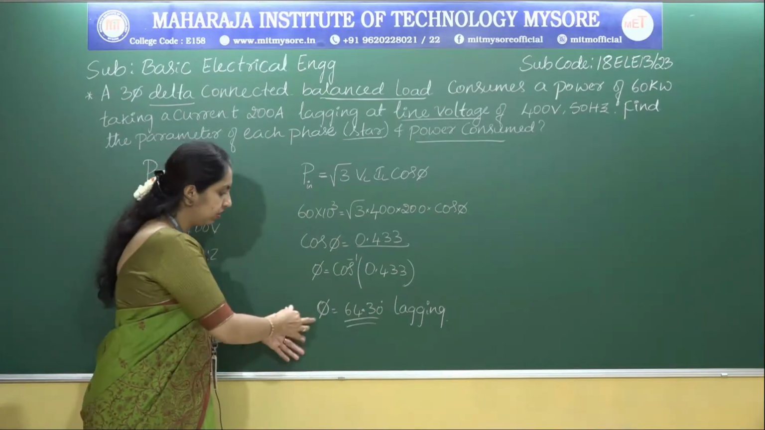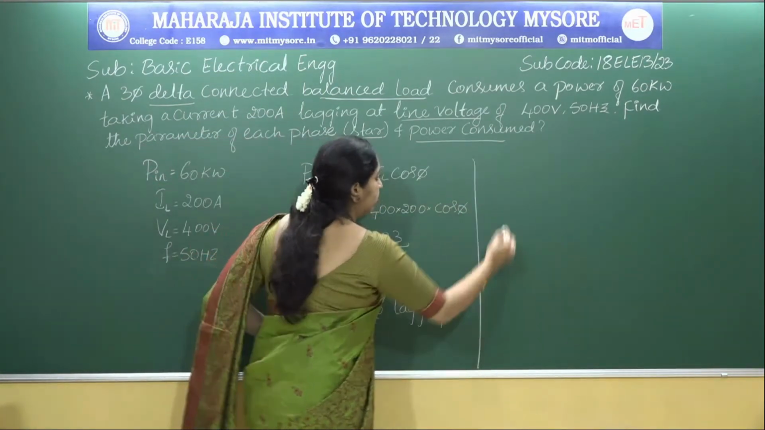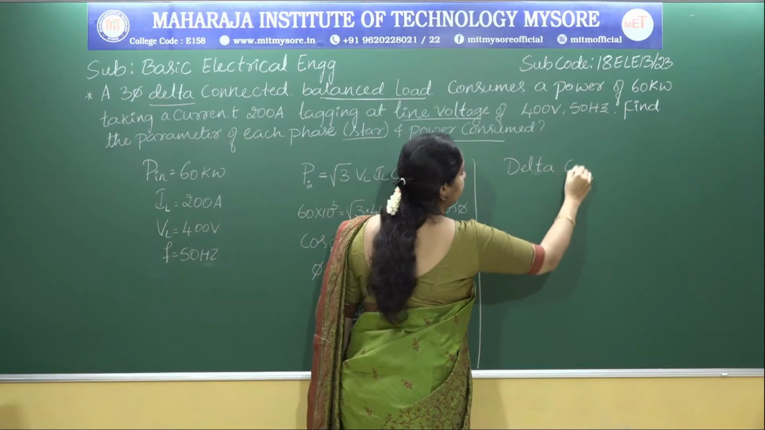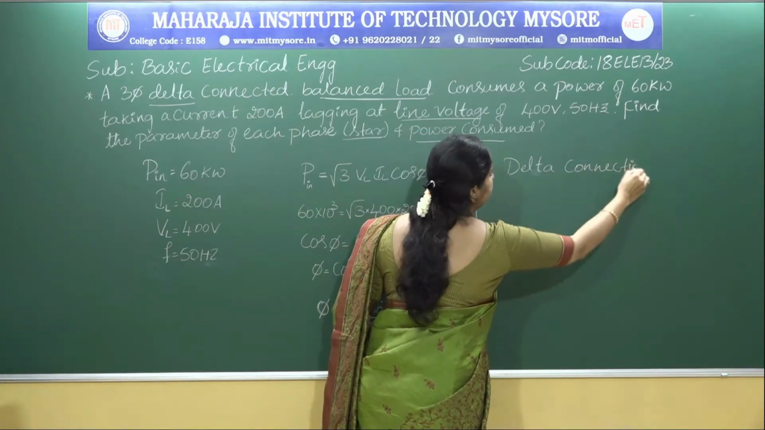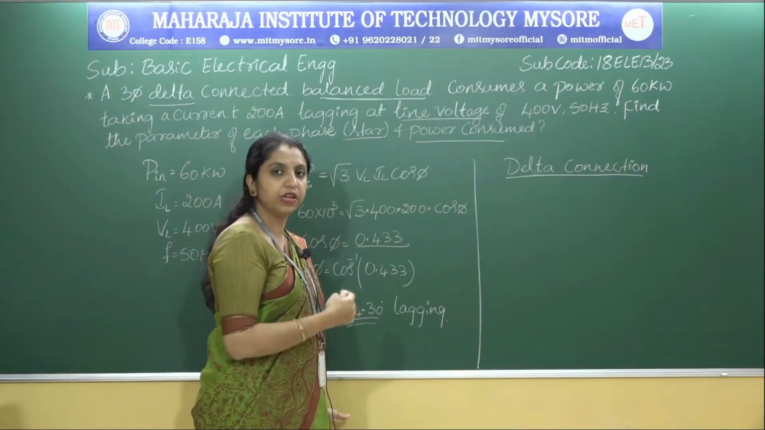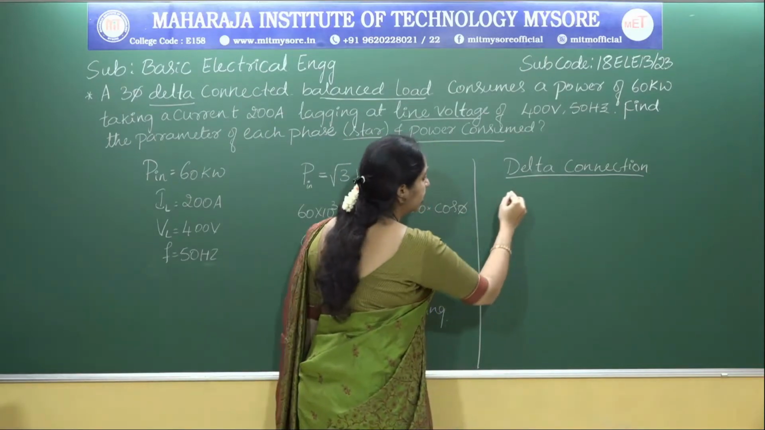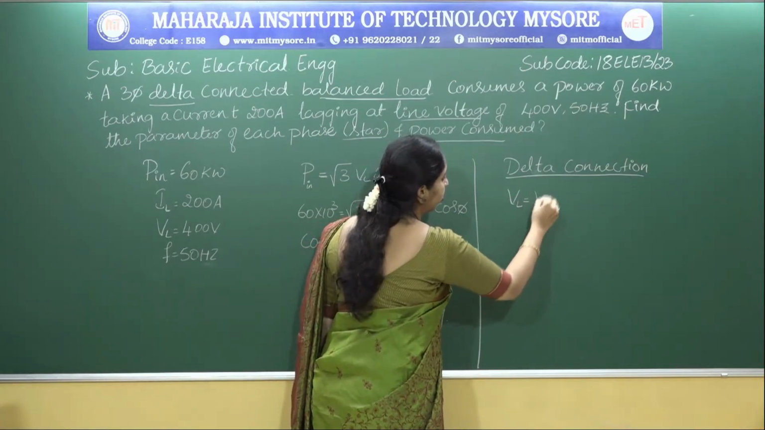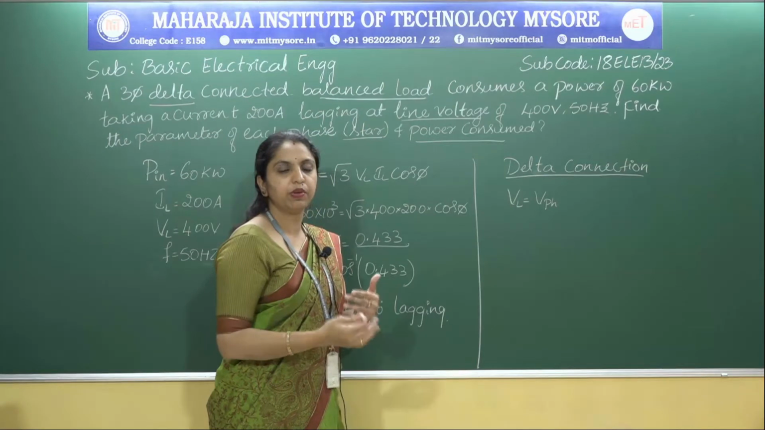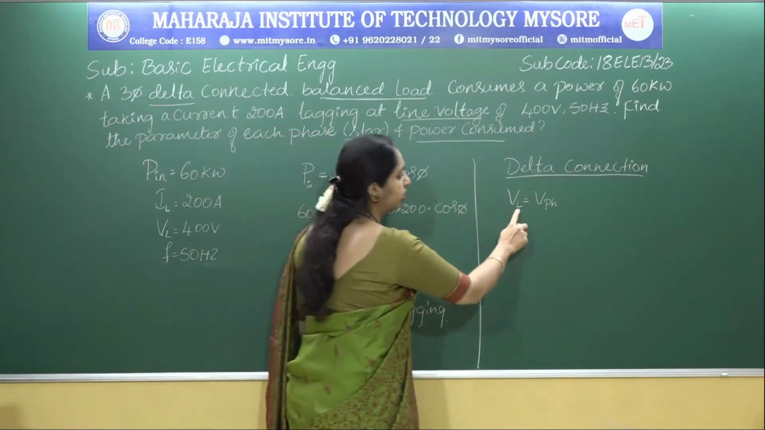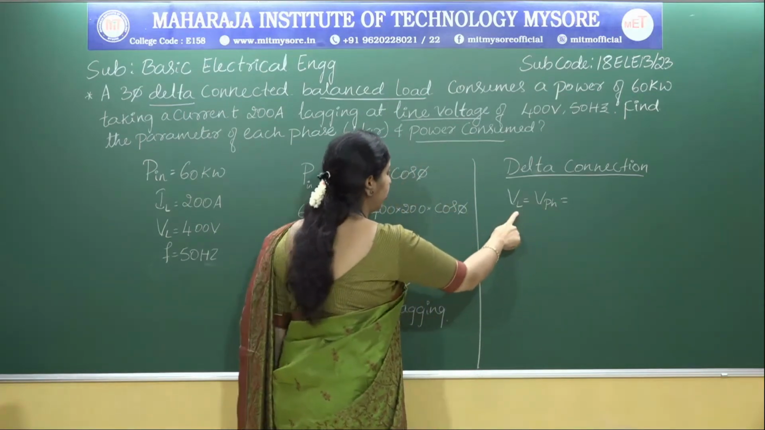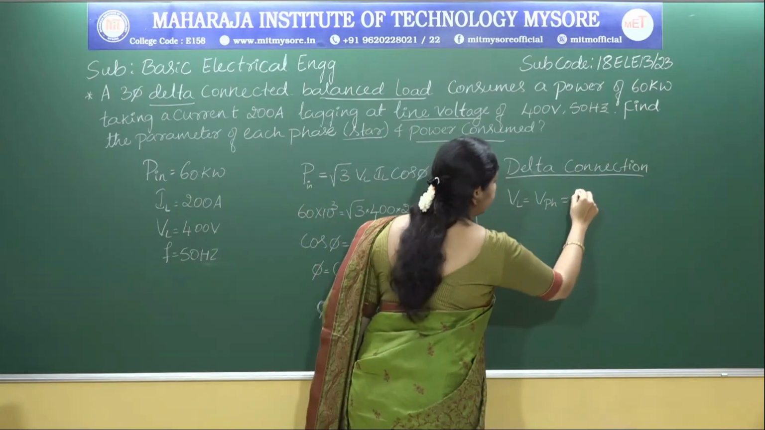Once we find this value of phi, we need the each-phase values in delta connection first, so later we can find the parameters of each phase in star connection. In delta connection we know that VL is equal to VPH, as we have already proved in the relationship between the line values and phase values. So what is VPH here? It is equal to VL, and the VL value is given, which is equal to 400 volts.